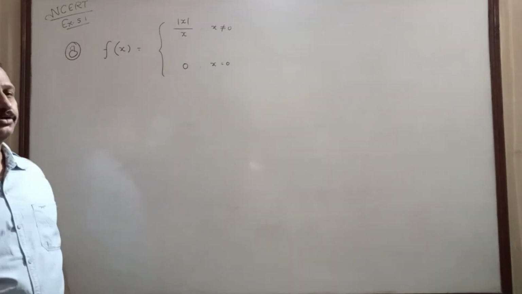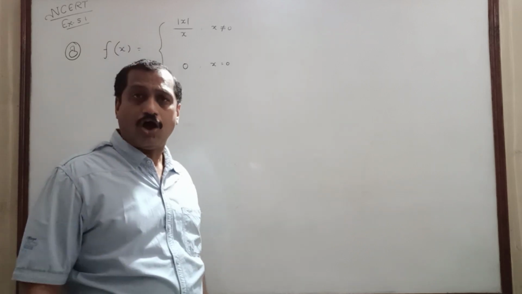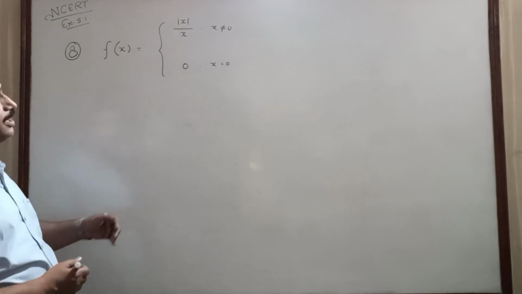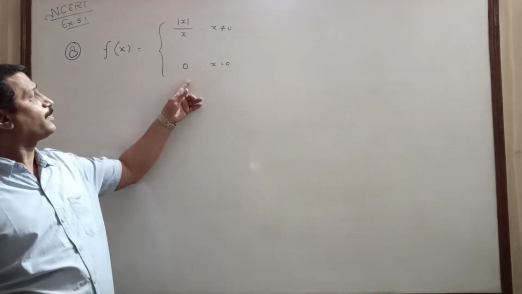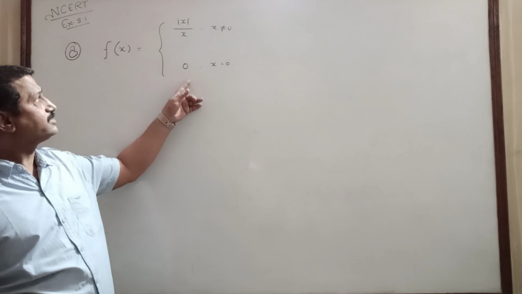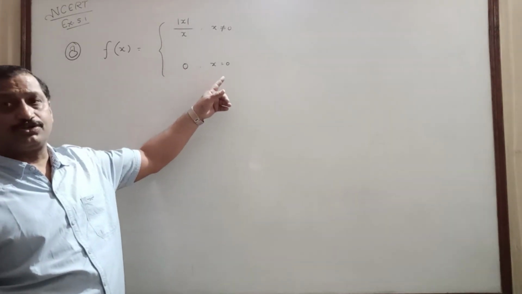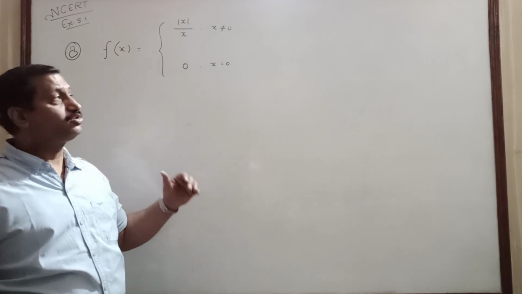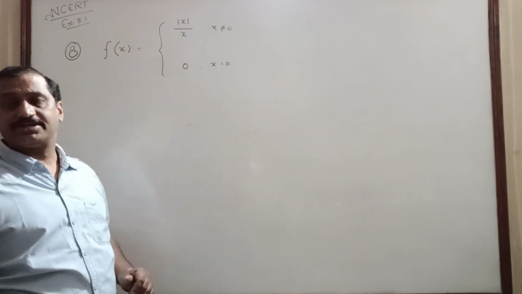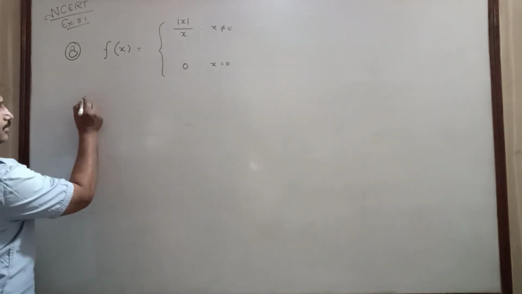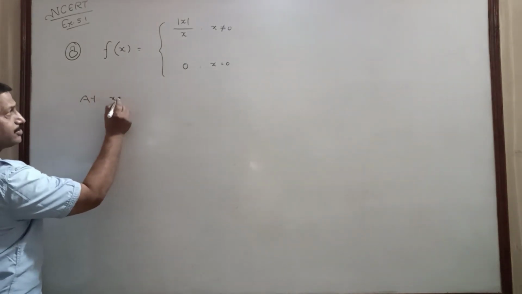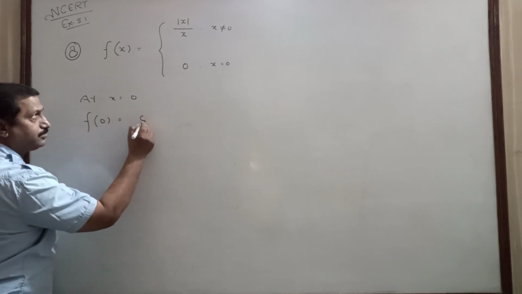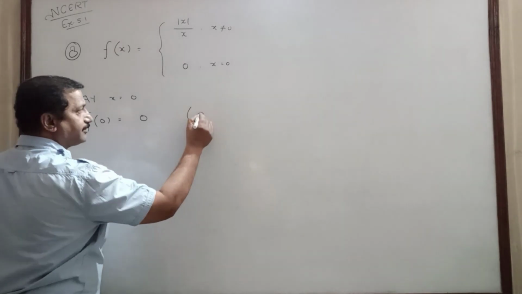Now we take the 8th question of exercise 5.1 of NCERT. In this question, the value of the function changes at x = 0 only. Therefore, we have to check the continuity of this function at x = 0. At x = 0, f(0) will be equal to 0, given.